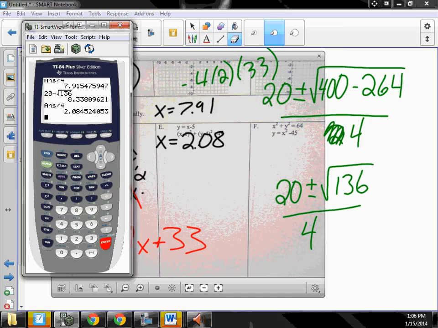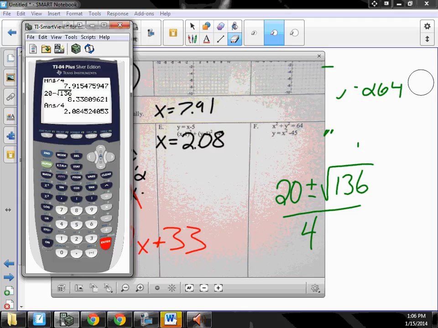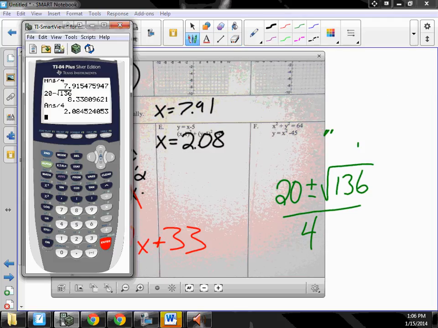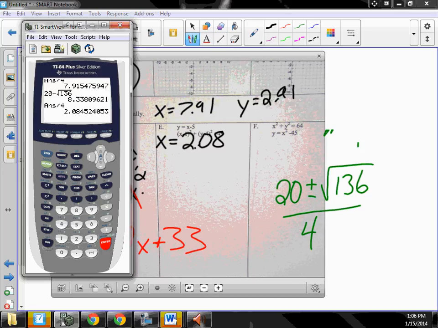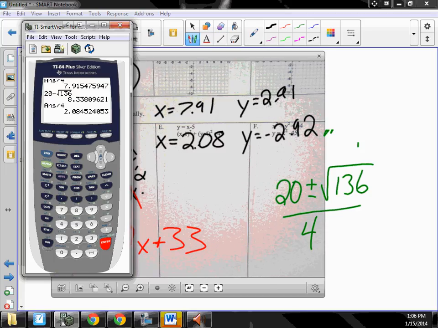Okay, so do you have a preference on equations to plug these back into? The linear one is a lot easier. So we just subtract 5. Y equals 2.91. And subtract 5 from this. Y equals negative 2.92. Those are my two intersection points.